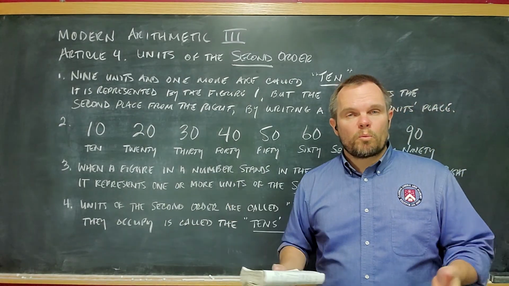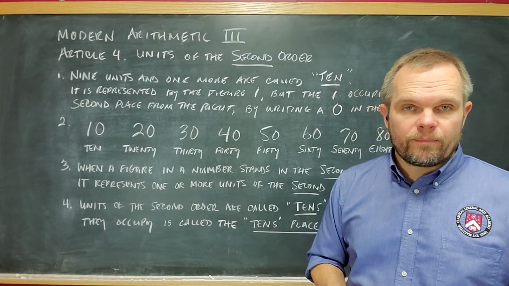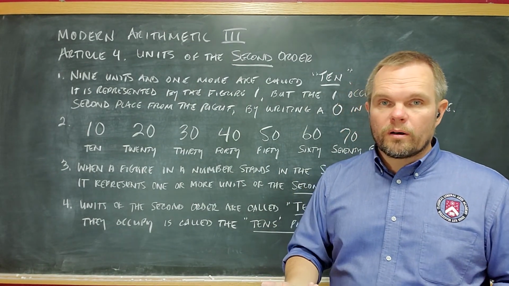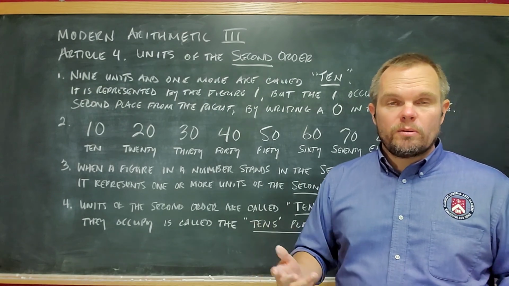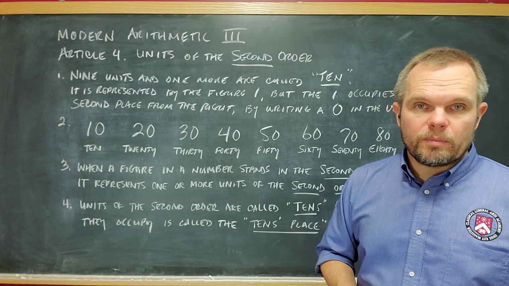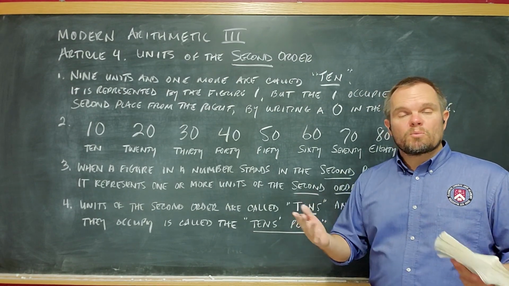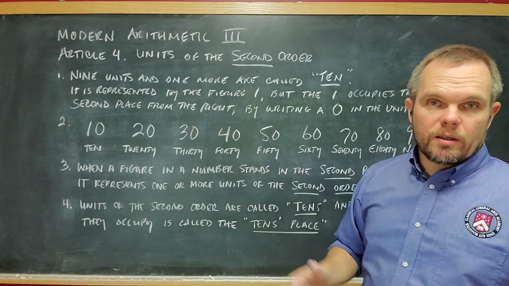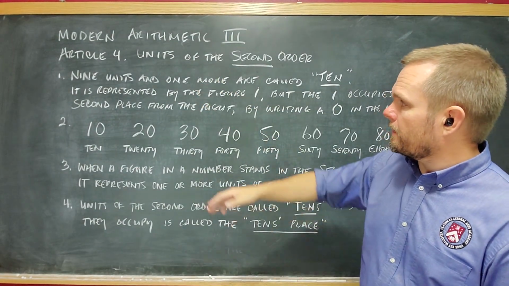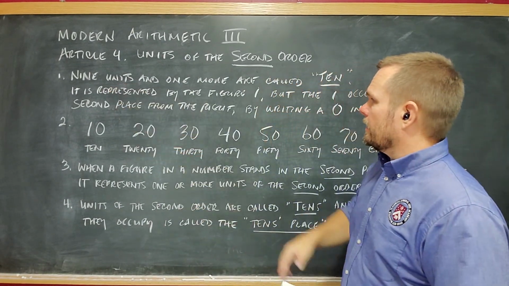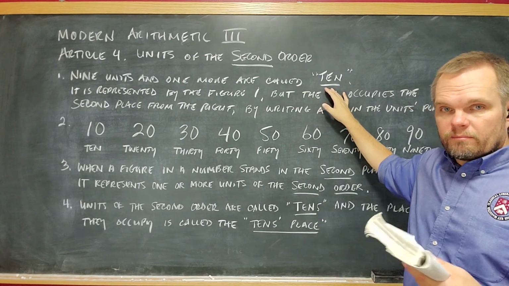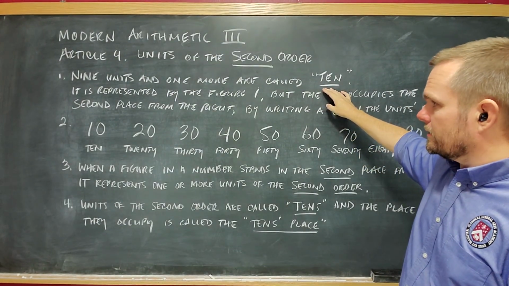But what happens when we get to the number 10? If we have 9 units and add one more, we have 10 units. How do we write the number 10 in Arabic notation? This is what we're going to study in article number 4. Okay? This first rule reads, 9 units and one more are called 10.